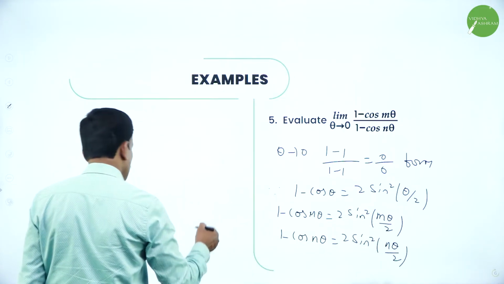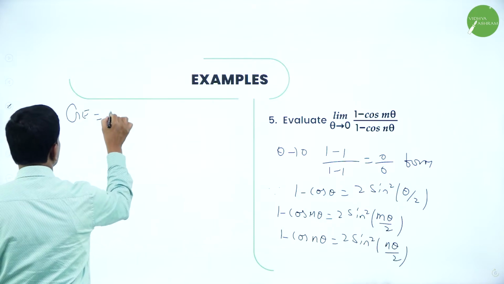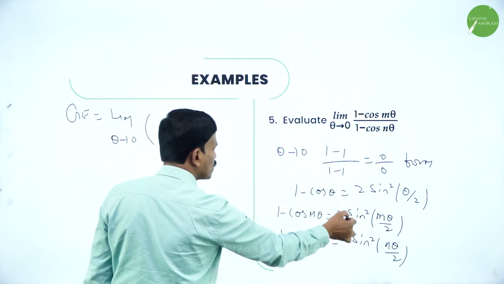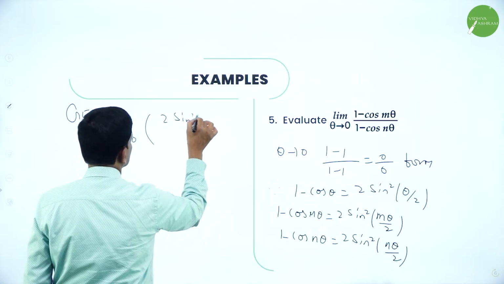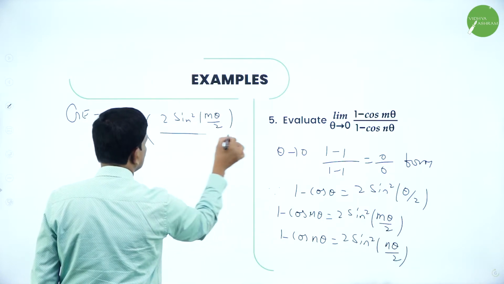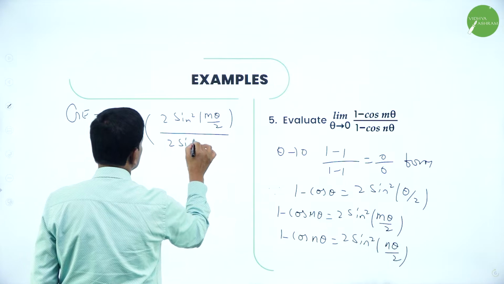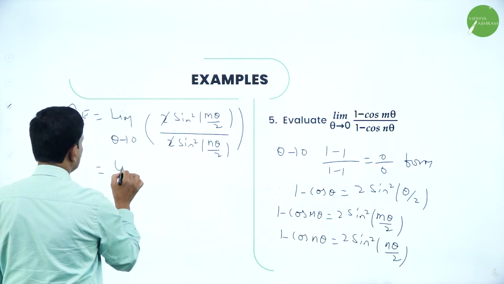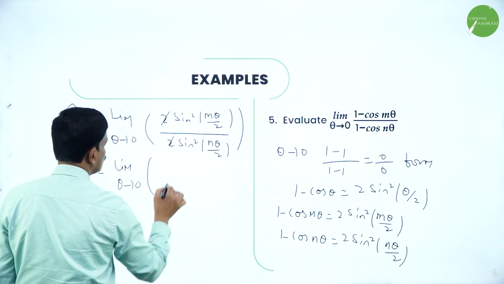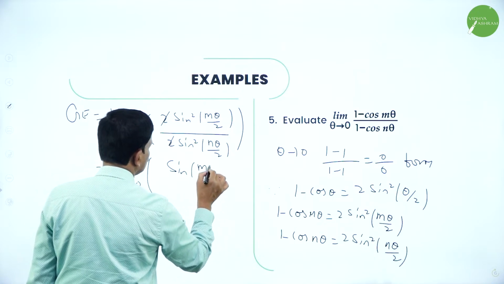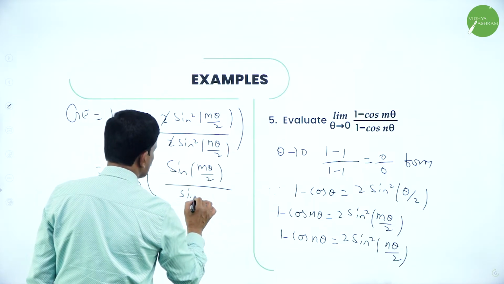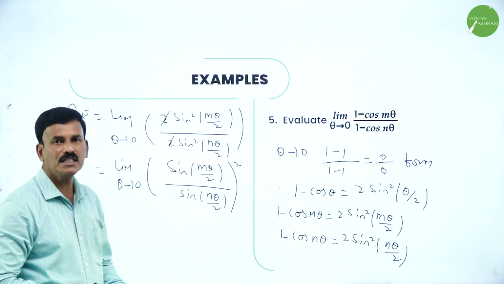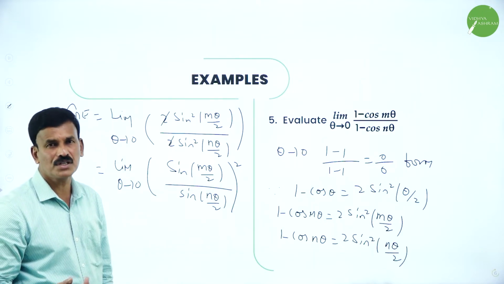Now substitute here. So the given limit reduces to the limit as theta tends to 0 of, in the numerator, 1 minus cos m theta is 2 sin square m theta divided by 2, divided by, in the denominator, 2 sin square n theta divided by 2. 2 and 2 get cancelled. This can be written as the limit as theta tends to 0. Just take the square out: sin of m theta by 2 whole divided by sin of n theta by 2 whole, the square. Now convert both numerator and denominator into sin theta by theta form. You will get the answer.